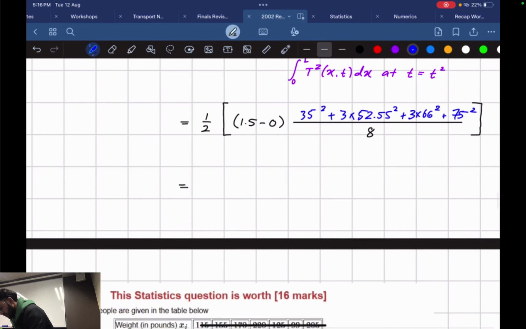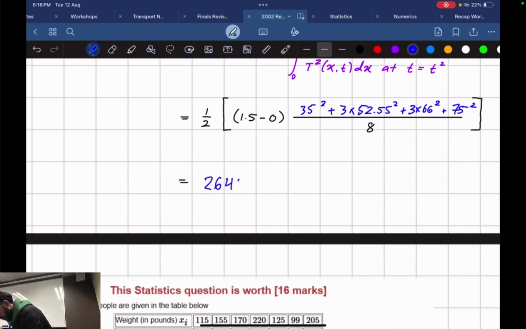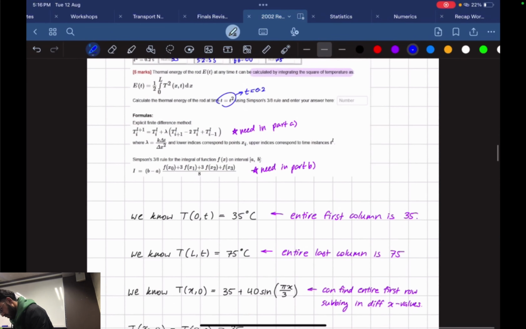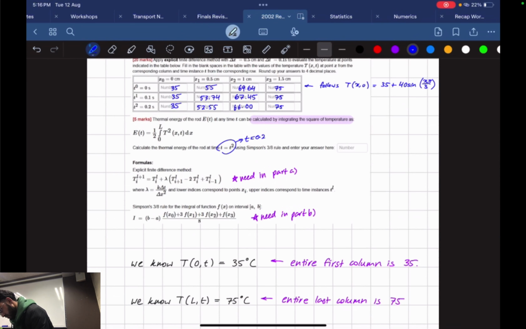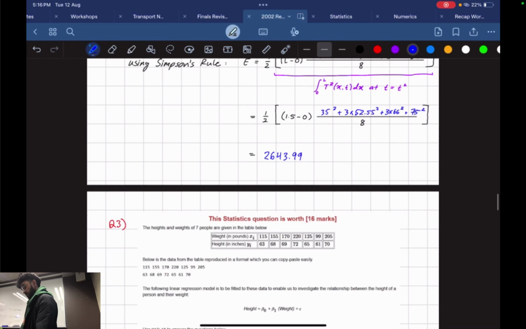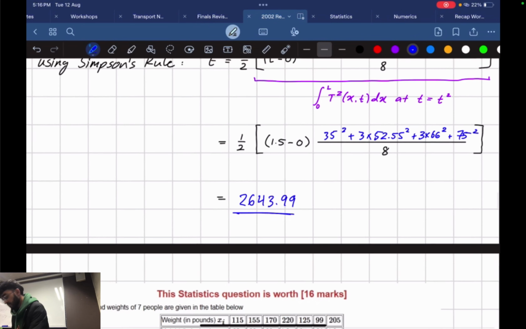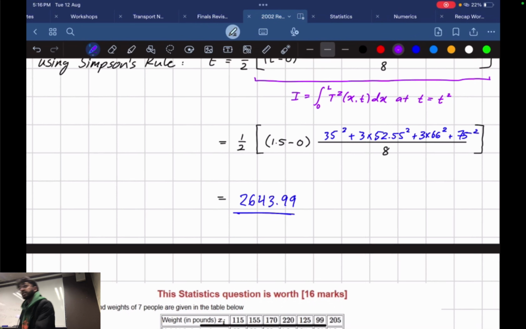It's a huge number: 2643.99. What's the units? Oh, I don't know the units, I'll be honest. But that's the number we get. It's a pretty big number. Wait, so I is the integral? Yeah, I is the integral. And for the integral, we're going to use Simpson's rule to find it. Make sense? Questions?